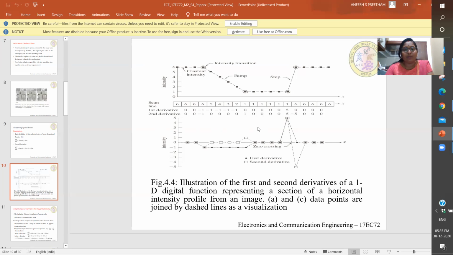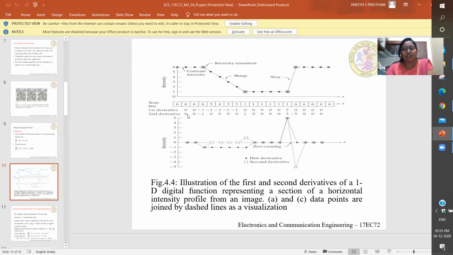Then 0, 0, 0. So like this, we are going to get 5 here. The value for this is 5. Next it will be followed by all 4 zeros.